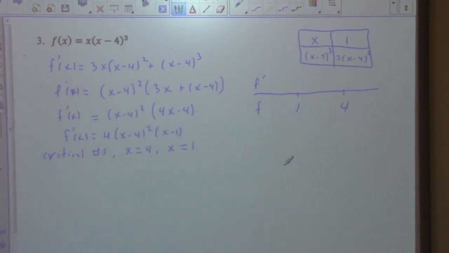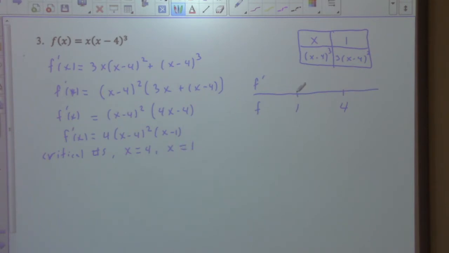Okay, so here we are. We're trying to find the critical numbers first, and using the product rule, we boiled down this function to get this f prime of x, and your critical numbers are x equals 4 and x equals 1. So here's your number line, and then your number line analysis.